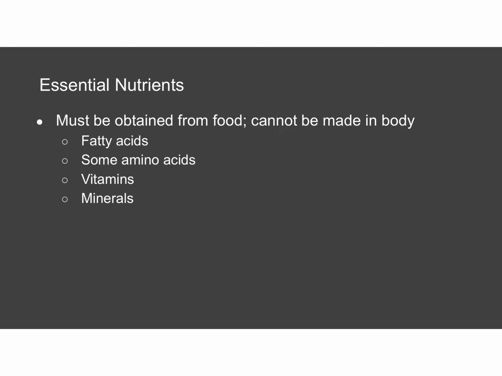Animal bodies can make some of the nutrients that they need, but there are these essential nutrients, and these are nutrients that cannot be made in the body, so they must be obtained through food. And some examples of these essential nutrients include fatty acids, some amino acids, vitamins, and minerals. And we'll talk about these on the following slides.